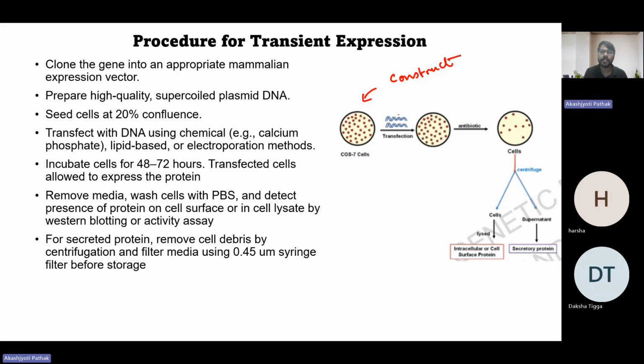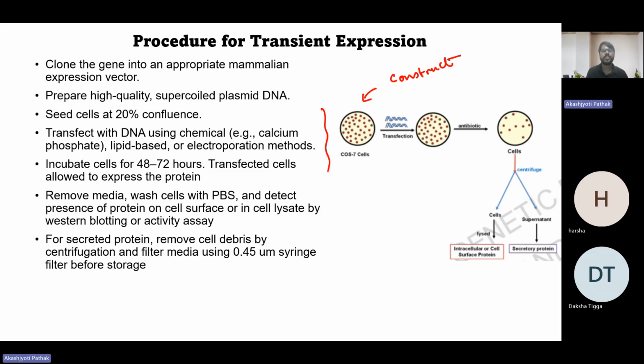We learned about the different methods of transfection, such as the liposomal method, where you add Lipofectamine, and your construct gets inside the mammalian cell. Now you can add the antibiotic and screen for the cells which have taken up the particular construct. Then you centrifuge it, take the cells, lyse the cells, and get the cell lysate. Now you run the cell lysate on a gel, and then you can do Western blotting to check the expression of the protein.